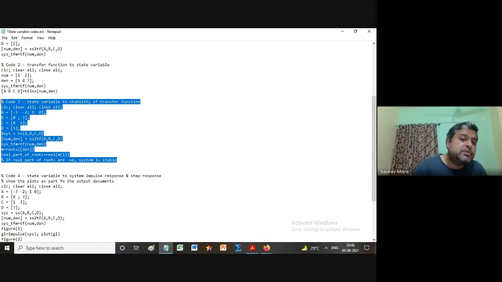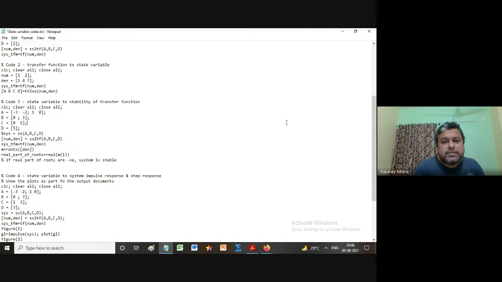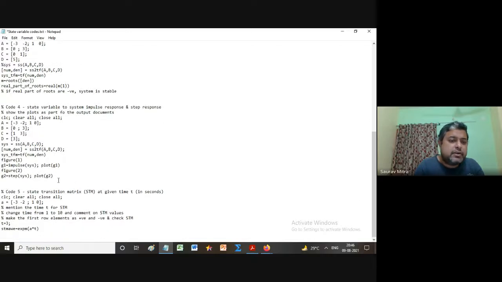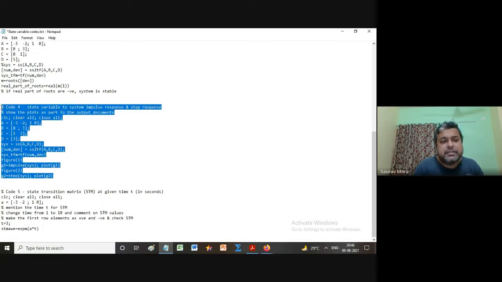If the real part of the root is negative, the system is stable. So that I had shown. And then for every element in the A matrix, the A matrix is very important. The A matrix is called a state matrix, not system matrix. Every element is important, and how is it related to the transfer function and stability?